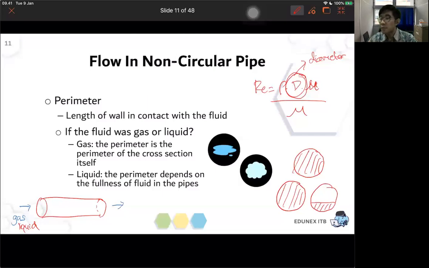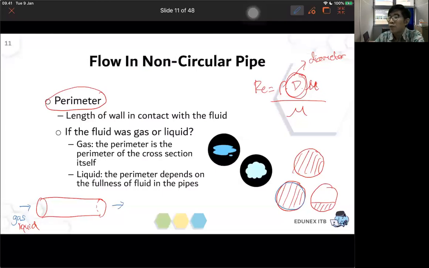But for the liquid, sometimes it will be fully filling, but sometimes it's only partially filling. That's why you need to determine the perimeter. The perimeter is actually the length of the cross section of the pipe which is in contact with the fluid. So only the part of the cross section that is in contact with the fluid. For example, in the left circle, the perimeter will be the whole circumference.